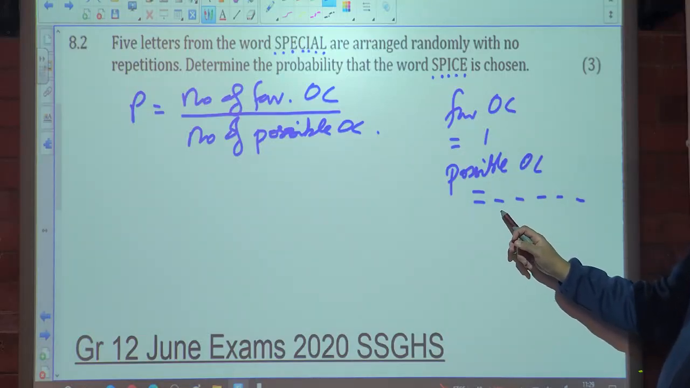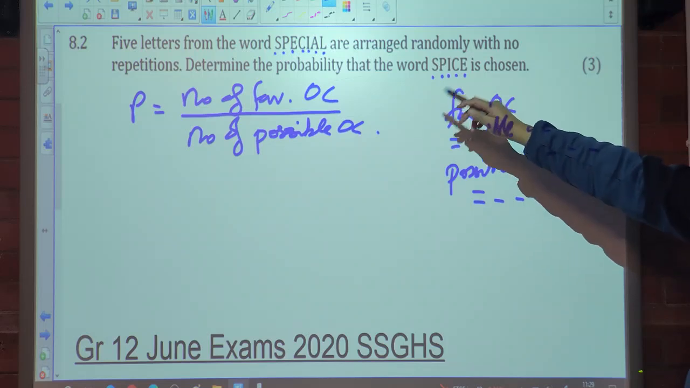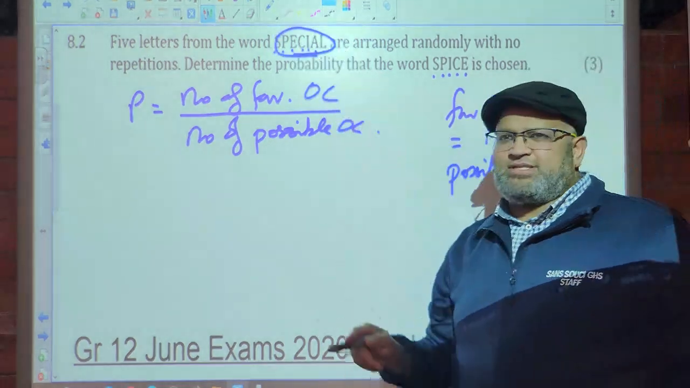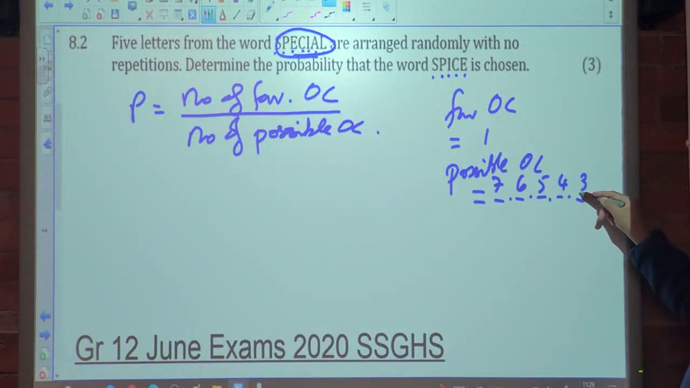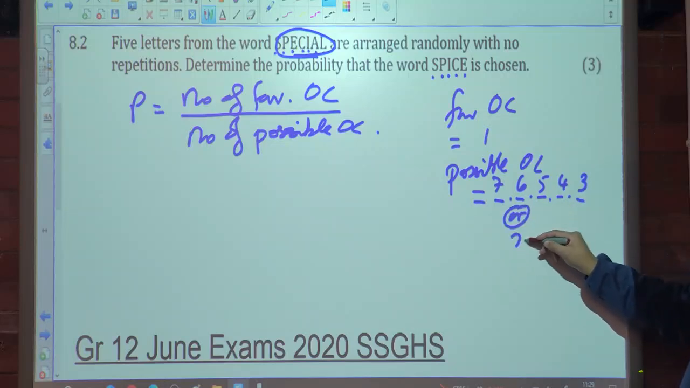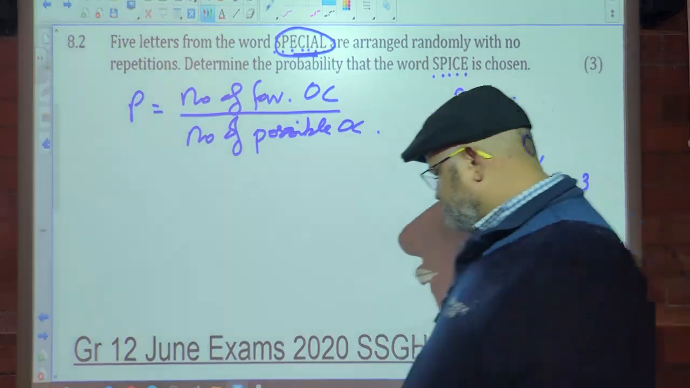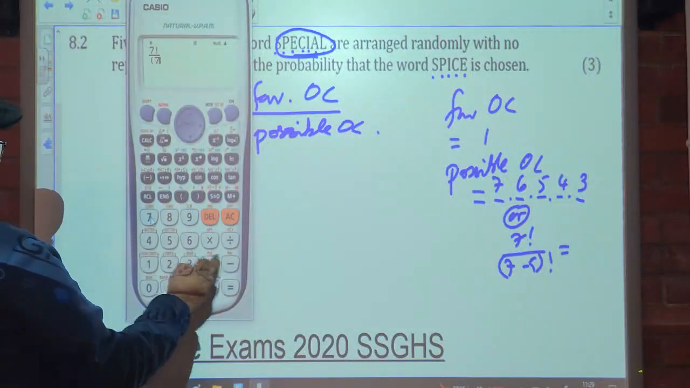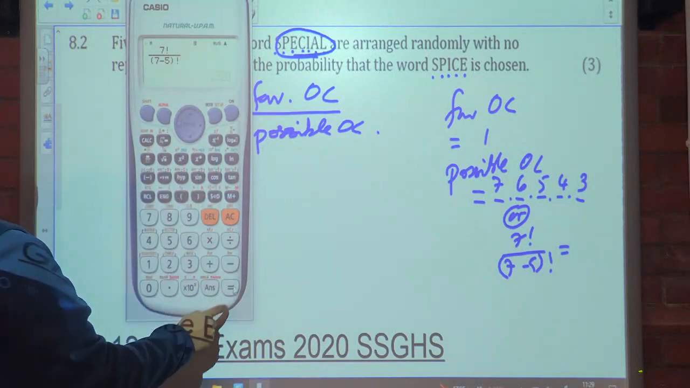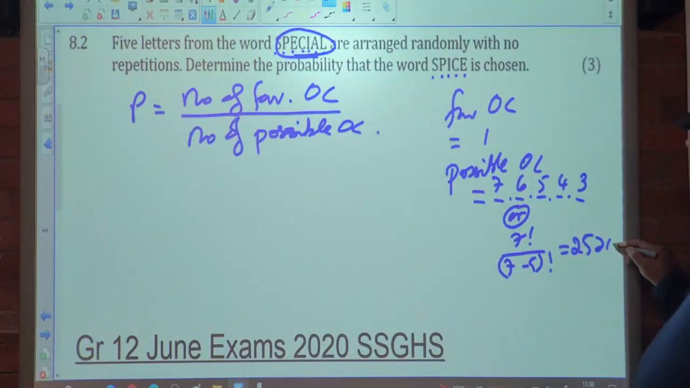How many options do we have here? How many options do we have for the first slot, if you're not considering the favorable? How many 5 letter words can be formed with this? 7 and then 6 then 5 then 4 then 3. Or you could have said 7 factorial over 7 minus 5 factorial. There's going to be 7 factorial over 2 factorial. It gives you 2,520. I almost feel like I'm wrong.